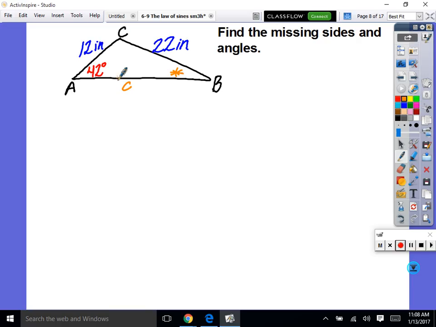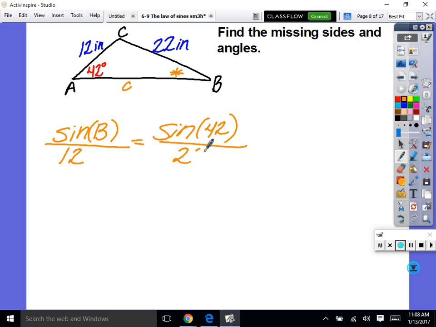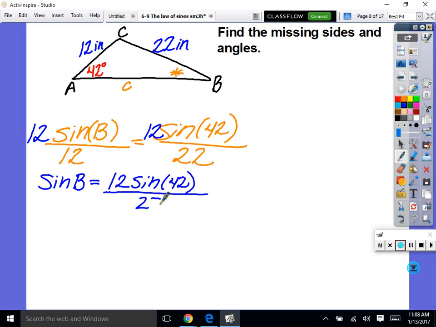Right, so let's set up our true statement. The law of sines says sine of the angle, so sine of B, over the side across from it will be equal to sine of 42 over the side across. Now you're saying, I only have one variable, let's solve for it. We'll use algebra, so our first step is to multiply both sides by 12. Sine of B equals 12 sine of 42 over 22, correct?